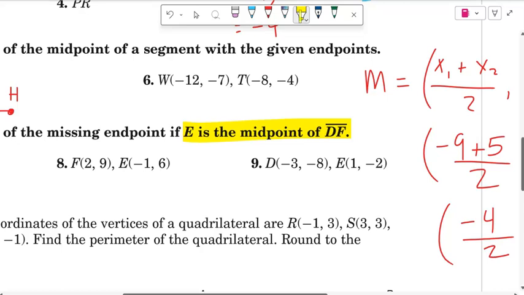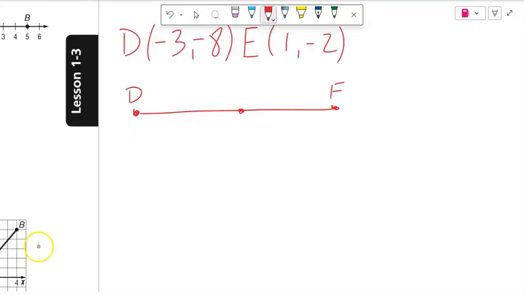E is the midpoint of segment DF. Go ahead and draw that picture. E is the midpoint of segment DF. I'll give you just a second to try and do that on your own. Which one should we draw? It told us E is the midpoint. So E is going to be our midpoint. Points D and F are the endpoints.